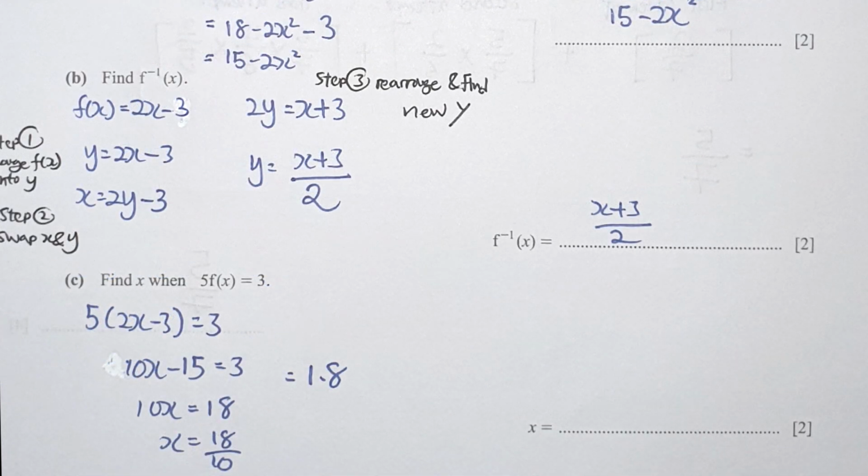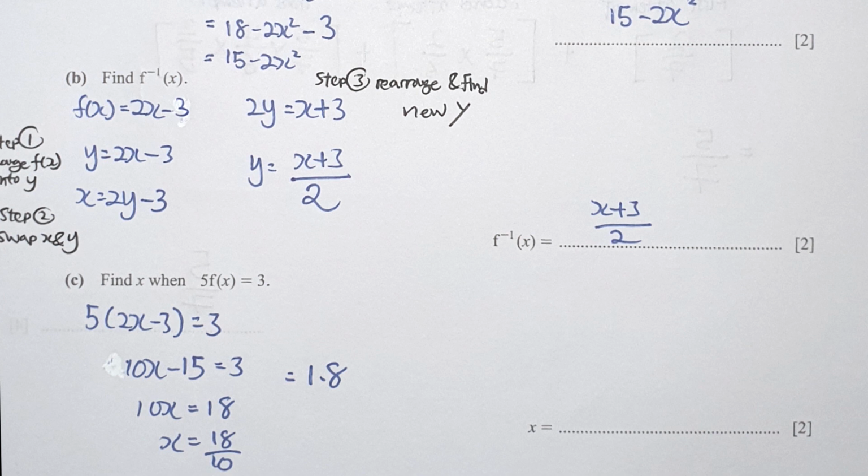Section B, identifying the inverse function of f. First, I copy down the function f, change f(x) into y, swap them, and rearrange it. Then you get your final result, which is your inverse function: (x + 3) over 2.